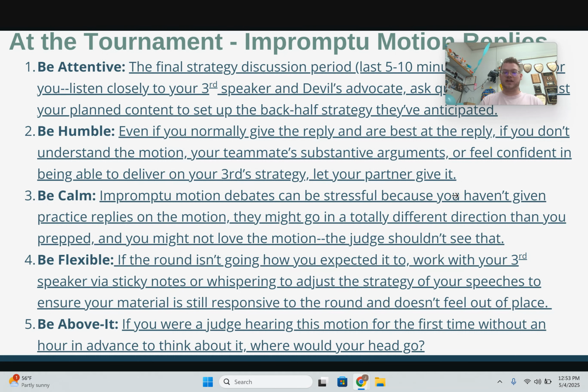You also need to be flexible. If the round isn't going how you expected, work with your third speaker via whispering or sticky notes while still paying attention to the round to adjust the strategy of your speeches to make sure that it's still relevant and doesn't feel out of place.